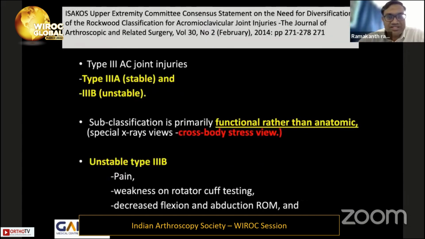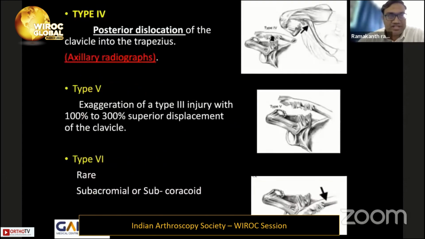So ISAKOS, in the consensus meeting, has divided injuries into stable and unstable types, where the subclassification is based on function rather than anatomy, and on the cross-body stress views. Type 3B is usually more painful, with weakness on rotator cuff testing, decreased flexion and abduction range of movement, and some may demonstrate scapular dyskinesis.